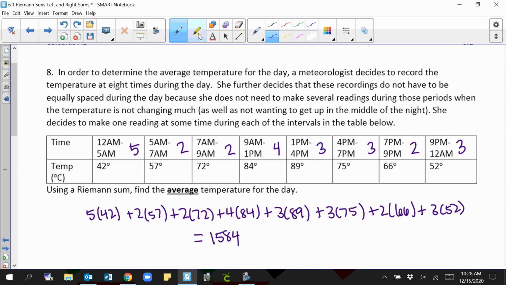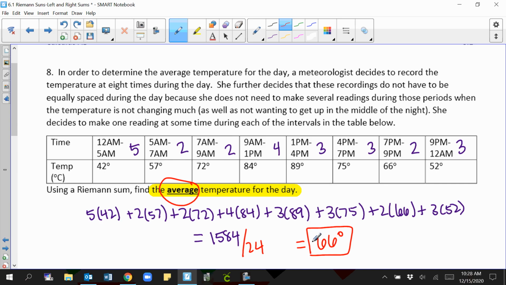1,584. But notice that it says find the average temperature for the day. So this is 1,584, and if we're talking about a day, we need to divide that by the 24 hours in the day to find that average temperature. So 1,584 divided by our 24 hours in a day is going to give us an average of 66 degrees.